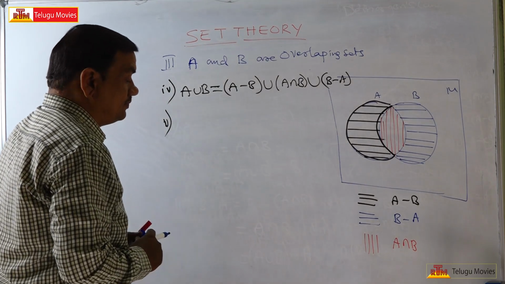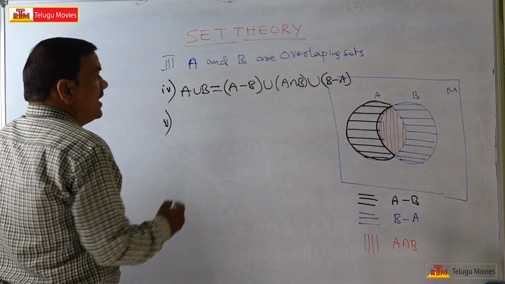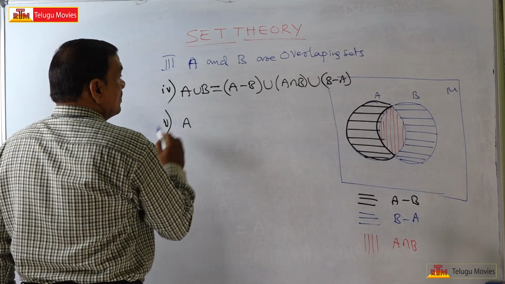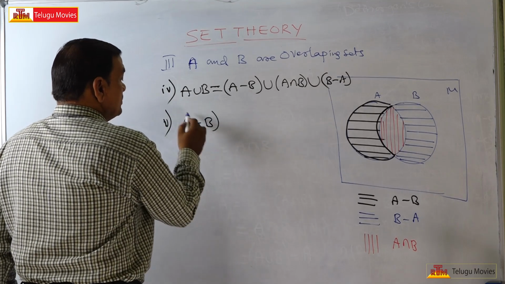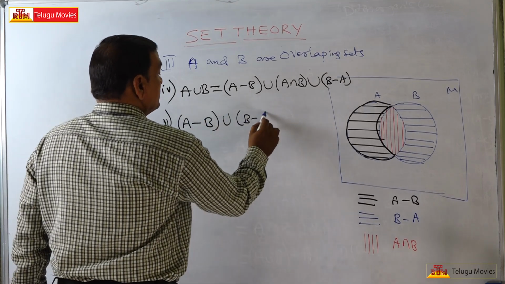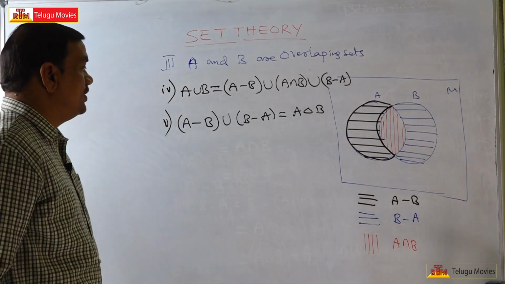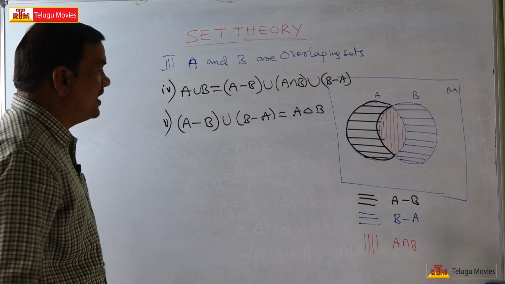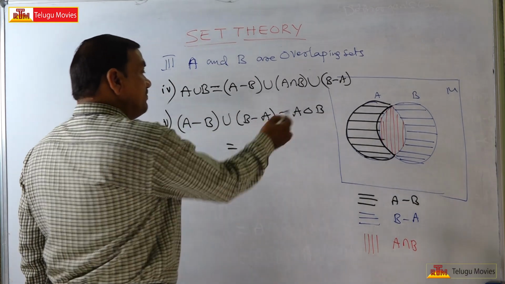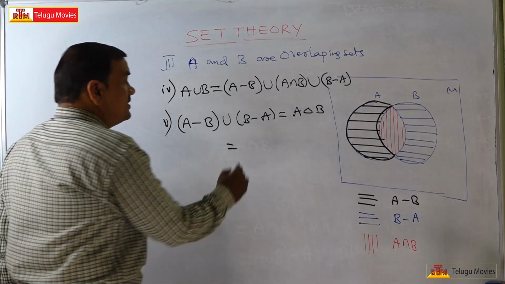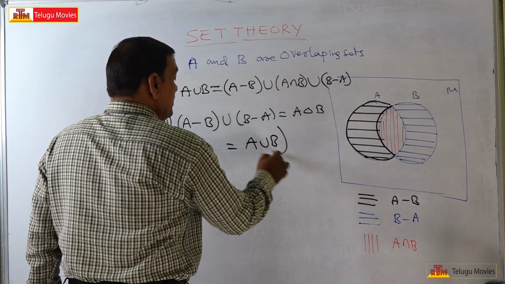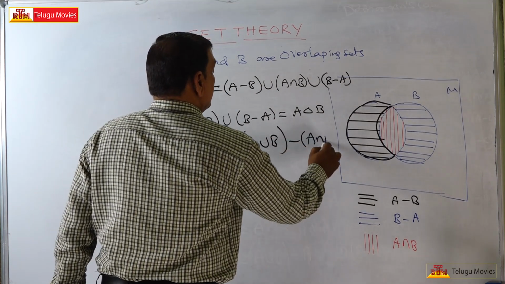Next thing is this A minus B union B minus A. This is nothing but A delta B. A minus B union B minus A is nothing but A delta B. That is the symmetric difference of A and B. This is the same as A union B minus A intersection B.